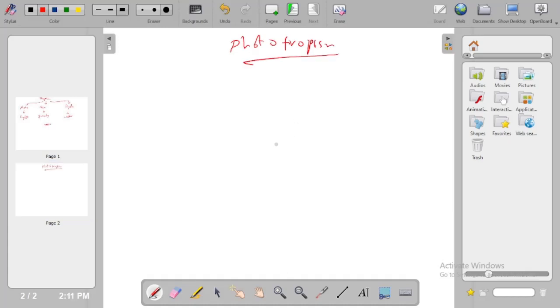We know that the plant consists of two main parts, the shoot system and the root system. The root system is found below the earth's surface and consists of roots, while the shoot system is the upper part above the earth's surface, and it consists of a stem and leaves. So this is the shoot system and this is the root system.